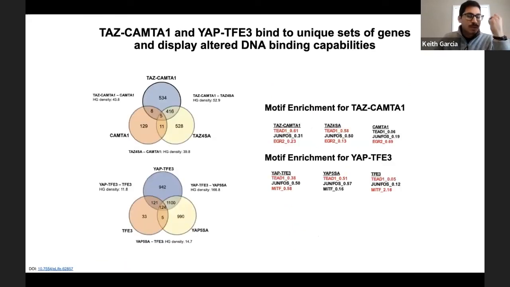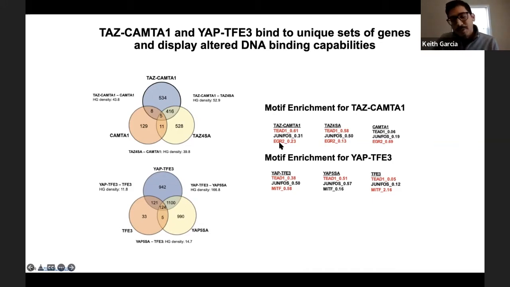And to begin to test that, we subsequently performed ChIP-seq analysis, and analogous to our RNA-seq data, essentially what we observed was that the chromatin binding profiles for TAZ-CAMTA1 and YAP-TFE3 did overlap considerably with full-length TAZ and YAP respectively. But again, despite this overlap in the chromatin binding, both TAZ-CAMTA1 and YAP-TFE3 can bind to unique sets of genes.